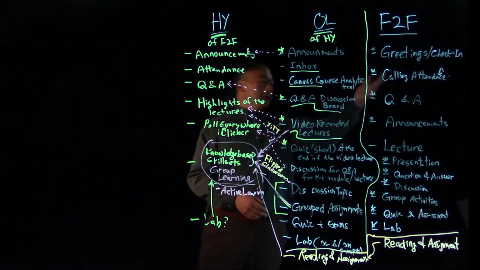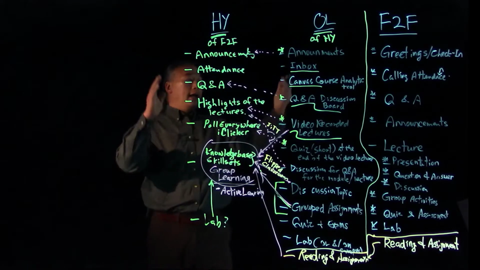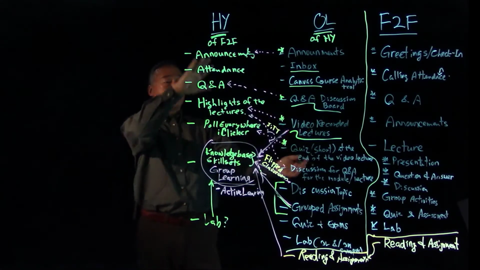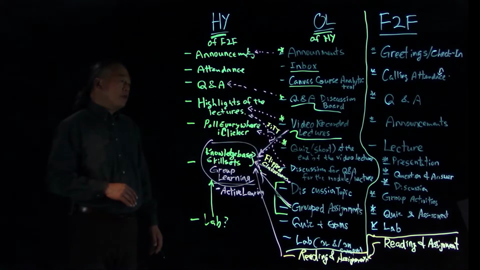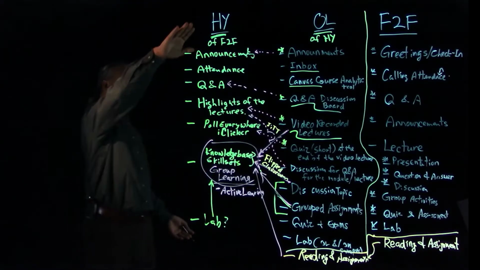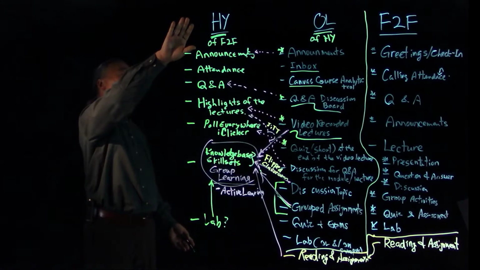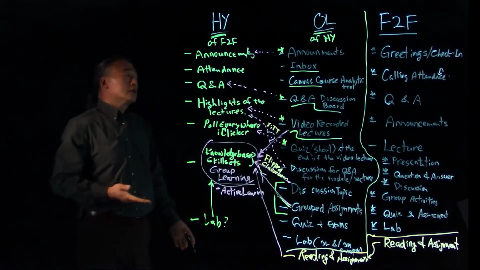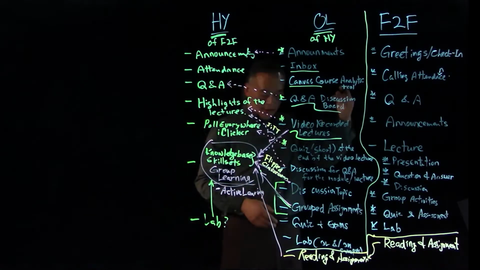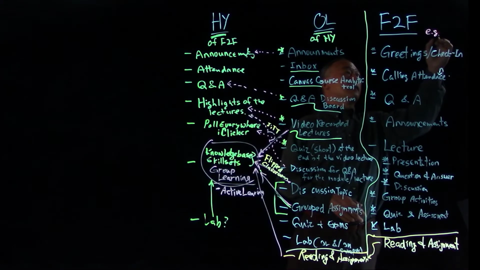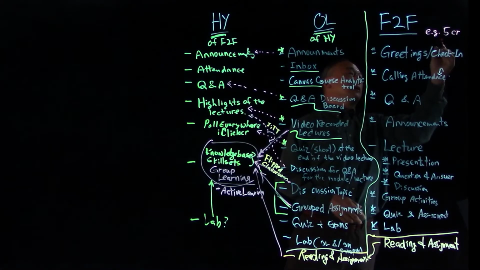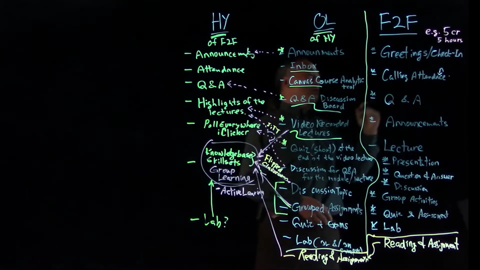from the traditional face-to-face to online, and also hybrid that has both face-to-face and online components. So let me briefly talk about how many hours of face-to-face time I need. For example, if the traditional face-to-face course was, let's say, 5 credit, that could be converted into 5 hours per week in the quarter system.